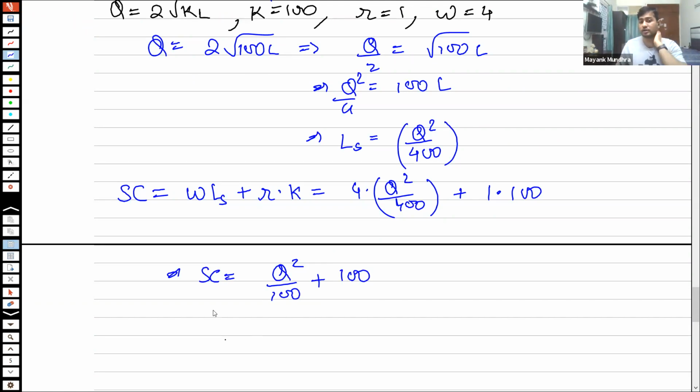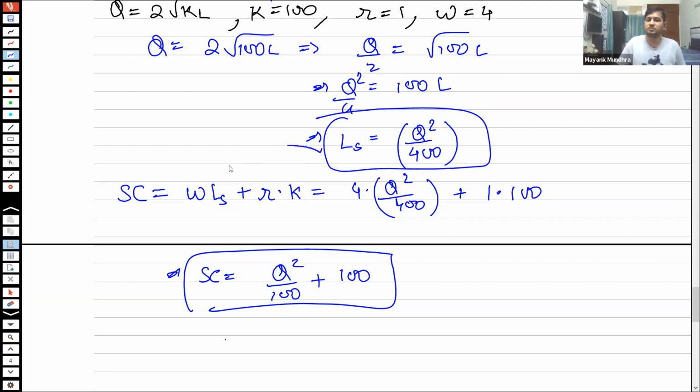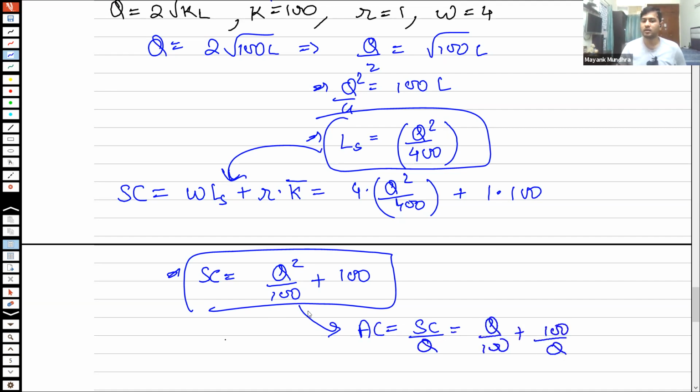Now that you have the short run cost, you see finding short run cost is very easy. You just substitute the value of K, and find the required value of L, so you get L as a function of quantity. You substitute it back in the cost function, keeping your capital constant, and you get your short run cost function. Once you get short run cost, you can easily find average cost. Average cost is short run cost by quantity Q, so that is Q by 100 plus 100 by Q. And your marginal cost is dSC by dQ, so that is going to be Q by 50.